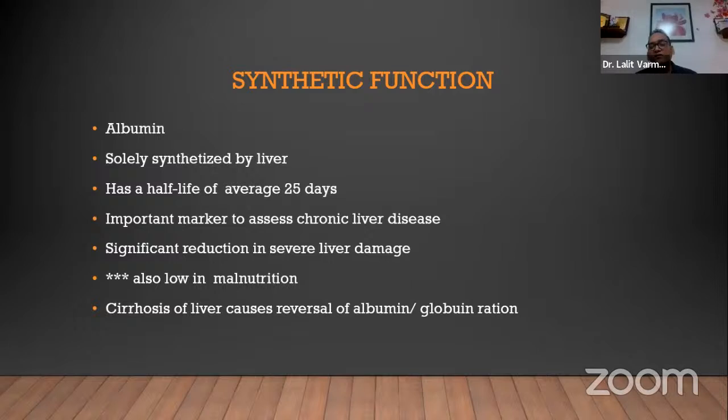So the liver, as Dr. Girish also opened up, maintains most of your synthetic function. Of course, albumin is synthesized solely by the liver. It has a half-life of an average of 25 days. It is an important marker to assess chronic liver disease because in chronic liver disease, the albumin goes down. Significant reduction is seen in liver disease. Also, it is low in malnutrition, so if it's a malnourished child, it will definitely be low. Cirrhosis of the liver causes reversal of the albumin-globulin ratio, so your globulin increases and albumin decreases.